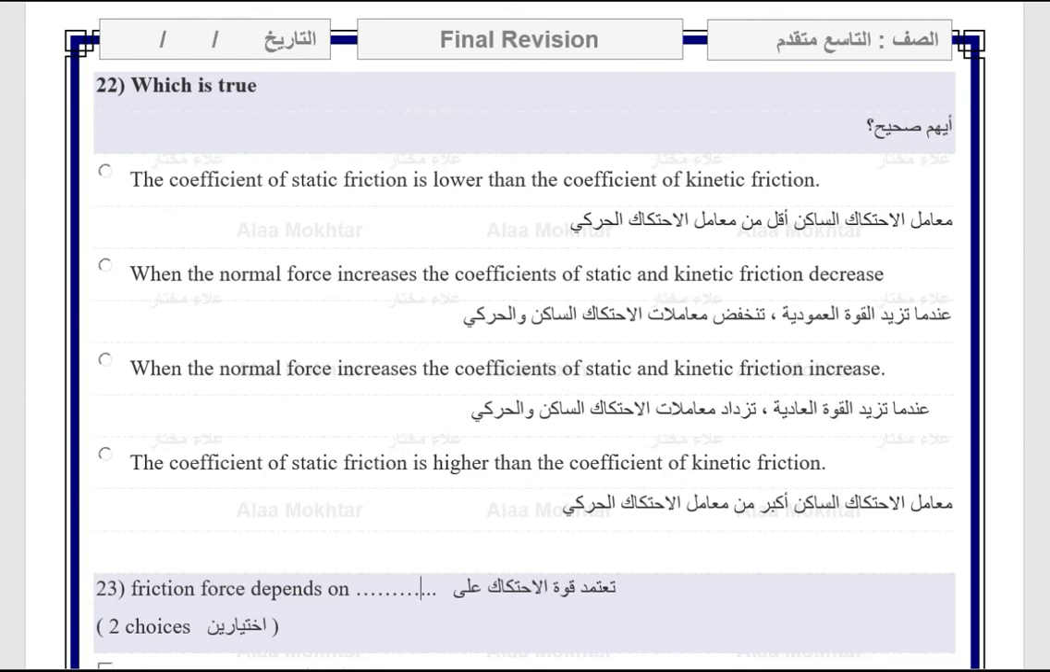Question number 22, which is true? The coefficient of static and the coefficient of kinetic. Coefficient of static is mu s, coefficient of kinetic is mu k. As you know, mu s is greater than mu k, as mentioned before. So the coefficient of static friction is higher than the coefficient of kinetic friction. This is the correct answer.